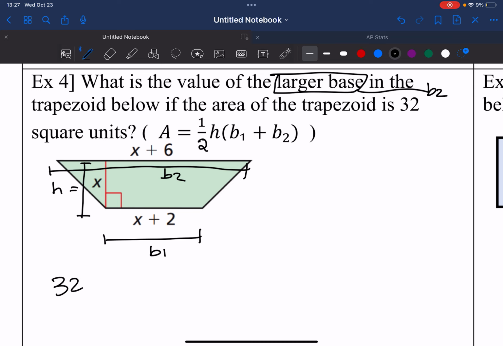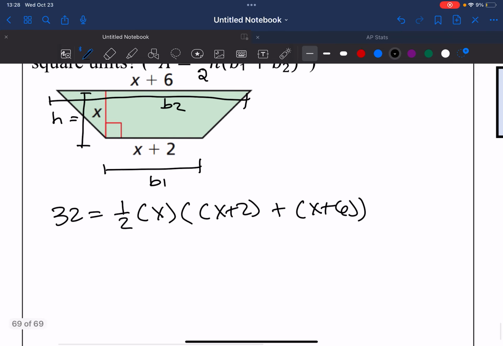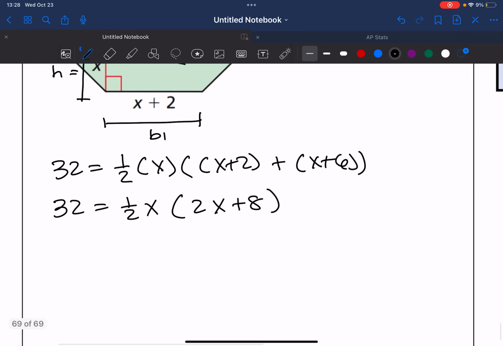So I have 32 is equal to 1/2 height, which is x, times b1 plus b2, so x plus 2 plus x plus 6, and then we need to simplify. So we have 32 is equal to 1/2 x times 2x plus 8. I just combine like terms.